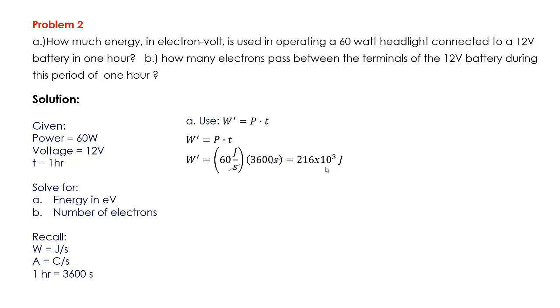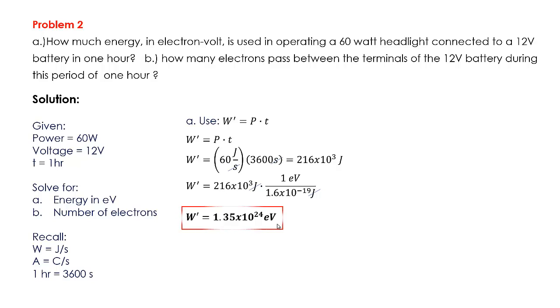Pero, hindi pa ito yung answer natin kasi po naka-express siya in terms of joules. We need an answer that is expressed in electron volt. That is why, express natin siya into electron volt. So, paano po? We have 216 times 10 raised to 3 joules times, we all know that merong 1.6 times 10 raised to negative 19 joules sa isang electron volt. Okay? In this case, makakancel ko si joules and I'll come up with an answer that is equal to 1.35 times 10 raised to 24 electron volt. This is our final answer for letter A.